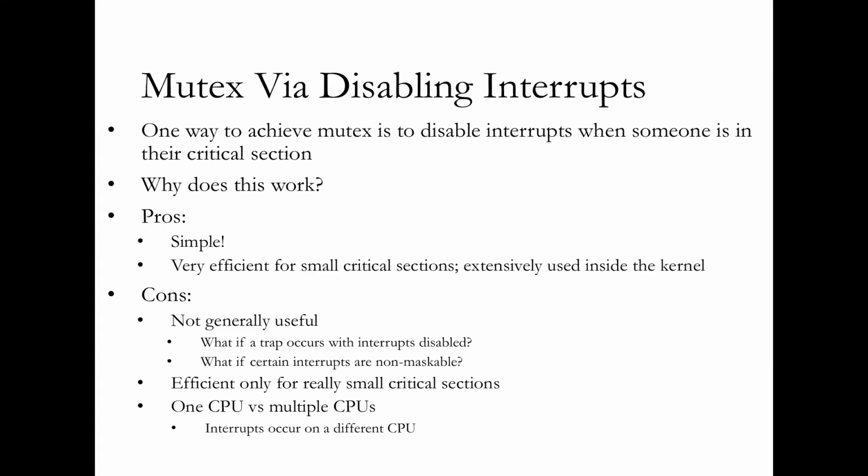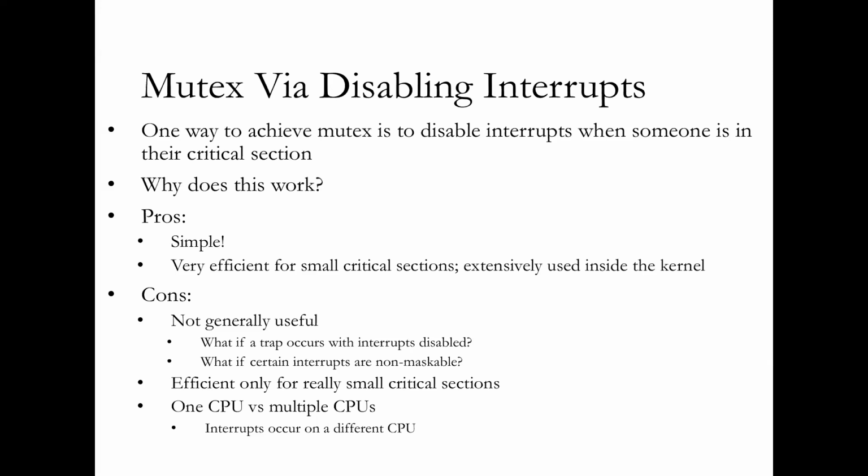And in fact, it's used to some extent inside the kernel. Even though it's trivial and not acceptable in every case, it's still occasionally used. But it's not generally useful. So what if a trap occurs when interrupts are disabled? And by trap, when we disable interrupts, we typically also disable traps, because the CLI instruction in x86 will disable both interrupts and traps.